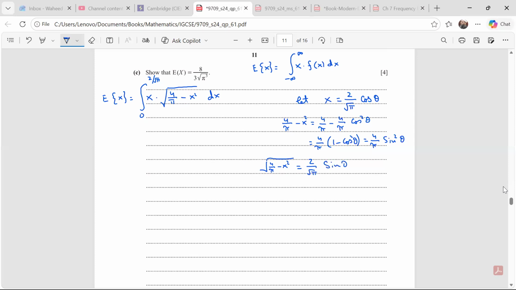Am I right? Okay, now the next step. If x is this, what is dx?